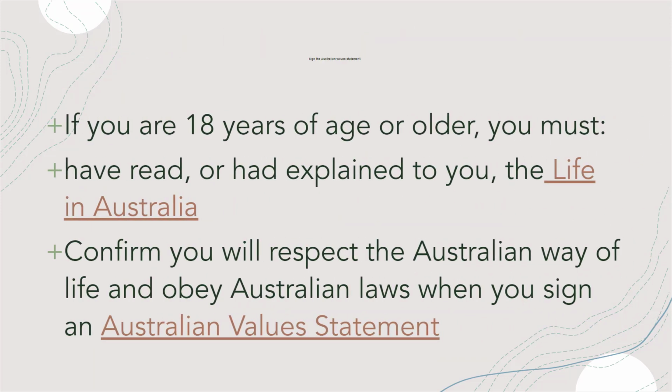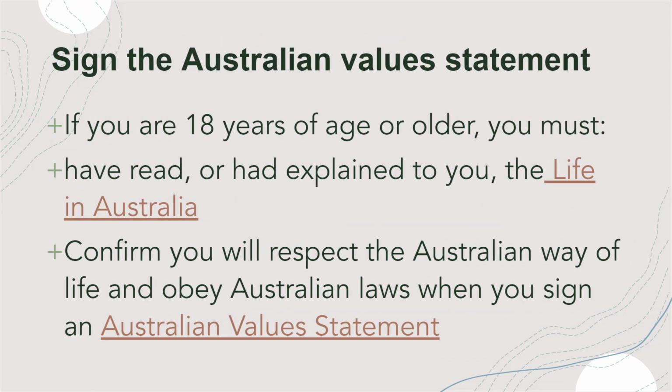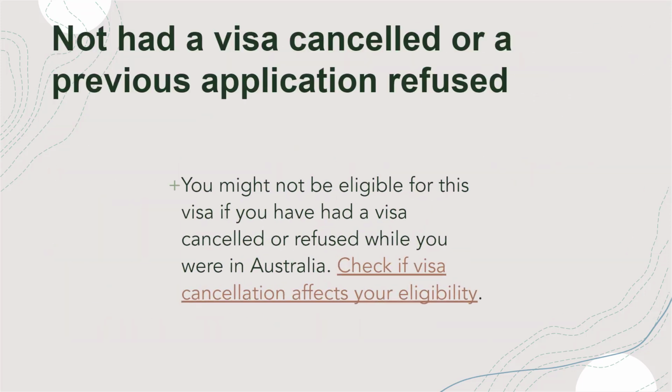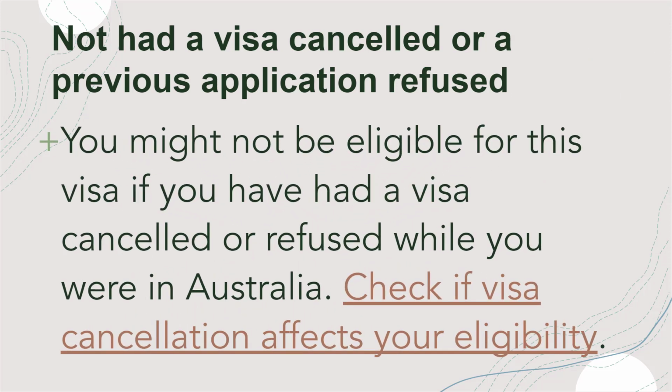If you are 18 years of age or older, you must have read or had explained to you the Life in Australia booklet and confirm you will respect the Australian way of life and obey Australian laws when you sign an Australian values statement. You might not be eligible for this visa if you have had a visa cancelled or refused while you were in Australia. Check if visa cancellation affects your eligibility.